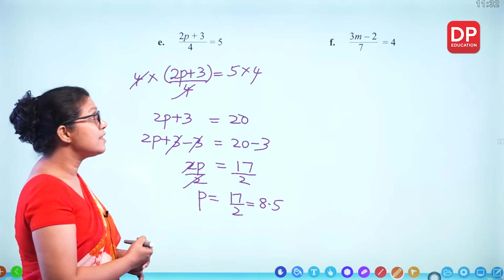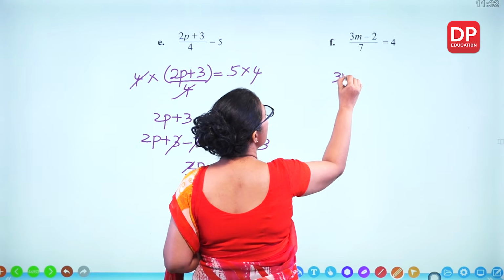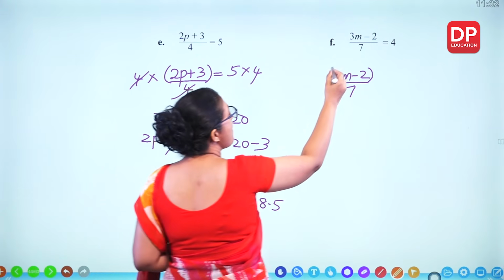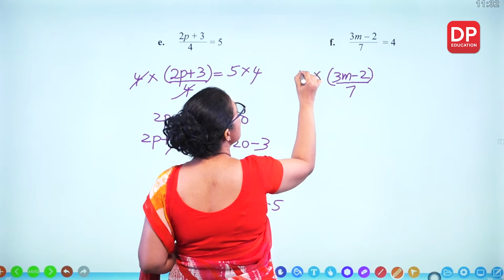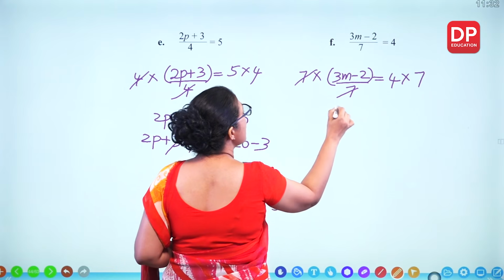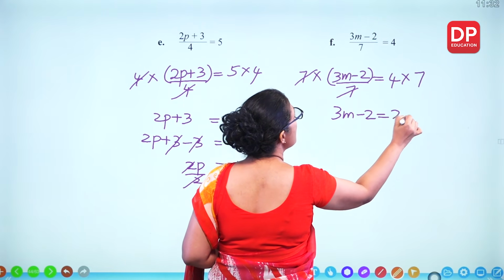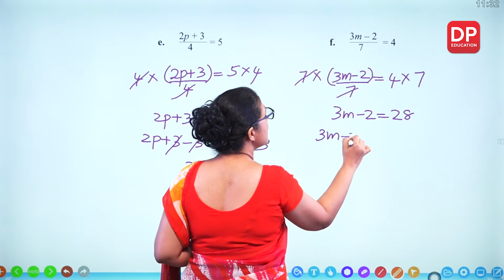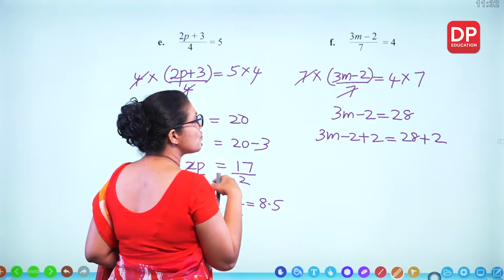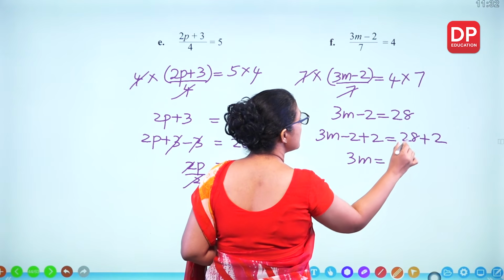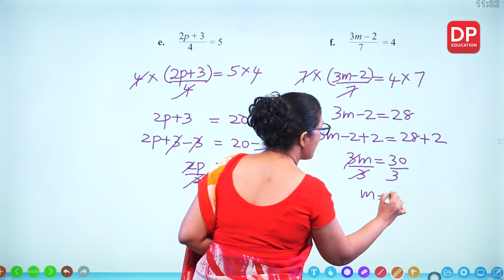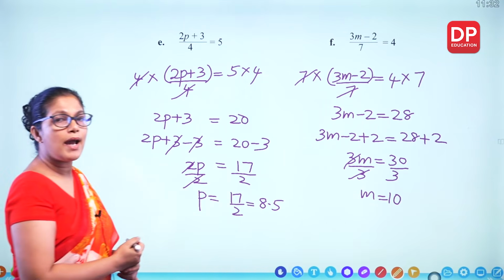This one, 7 in the denominator. Multiply this one by 7, both sides. So you get 3m minus 2 equals 28. Now add 2 to both sides. You can get rid of this minus 2. So 3m becomes 30. When you divide by 3, you get m equals 10. 30 divided by 3.